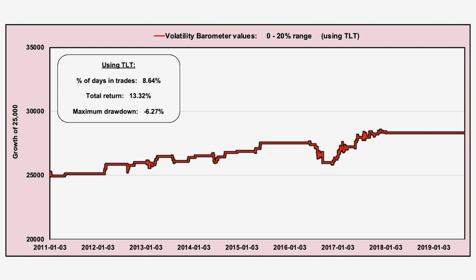So for me, I really like this performance. Aside from one bad stretch, it's been very consistent, which is what I'm looking for. 13.32% return, with only a minus 6.27% maximum drawdown. So very worthwhile to hold TLT during this low volatility range.